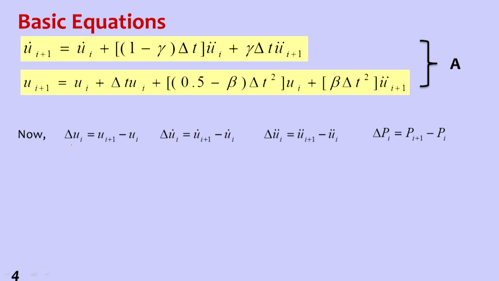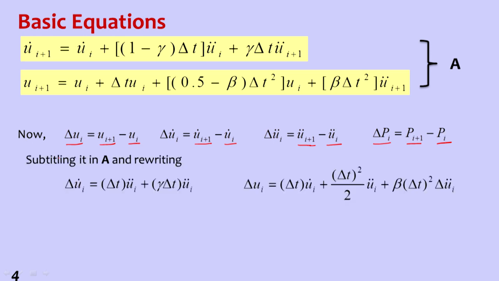Now delta u i is u i plus 1 minus u i, that is the increment in displacement, equal to the displacement at time t i plus 1 minus the displacement at time t i. Similarly, the increment in velocity is the velocity at the i plus 1th time instant minus the velocity at the ith time instant. The acceleration increment is the acceleration at the i plus 1 time instant minus the acceleration at the ith time instant, and the force increment is the force at the i plus 1 time instant minus the force at i.